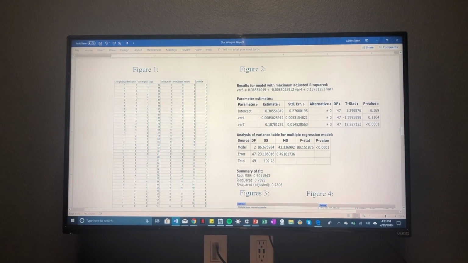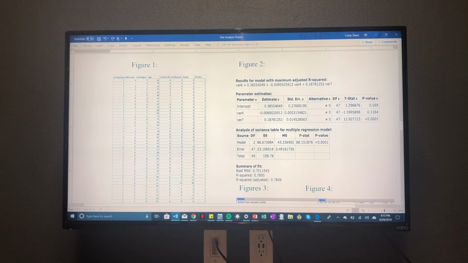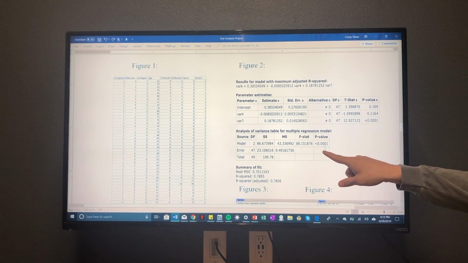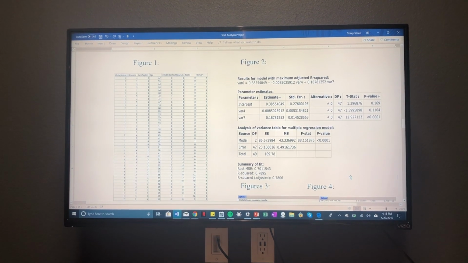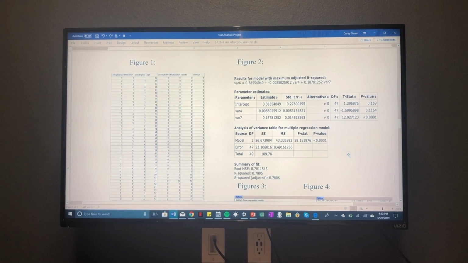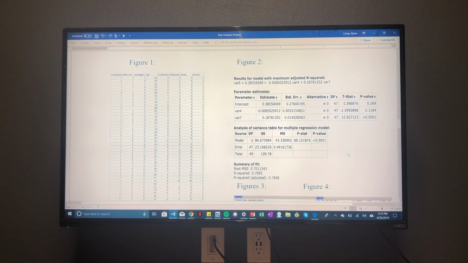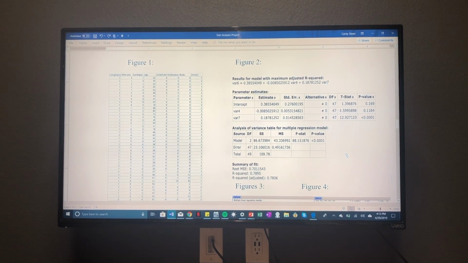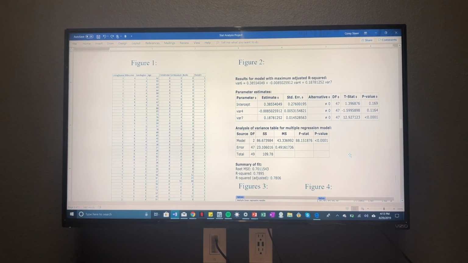Now we must identify our test statistic, the f-stat, and our p-value. They're listed here: 88.15 and 0.0001. From our analysis of the variance table here, our p-value is less than our significance value of 0.05 alpha. Therefore, we reject the null hypothesis and formally conclude that our model is significant. We can now continue with our test and trust our model.